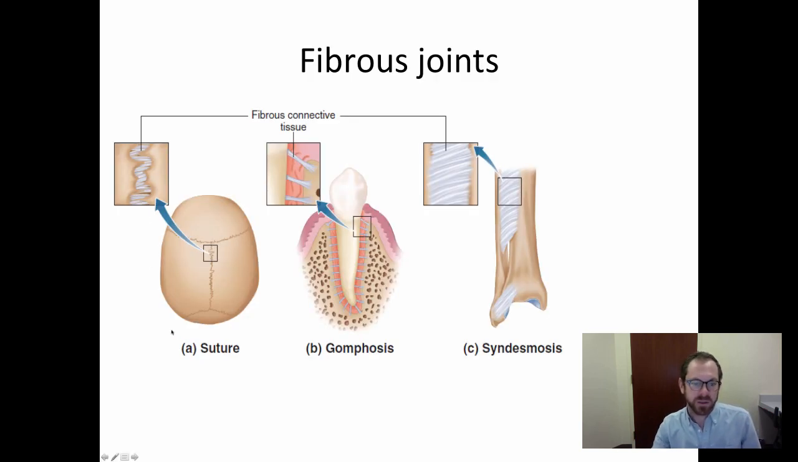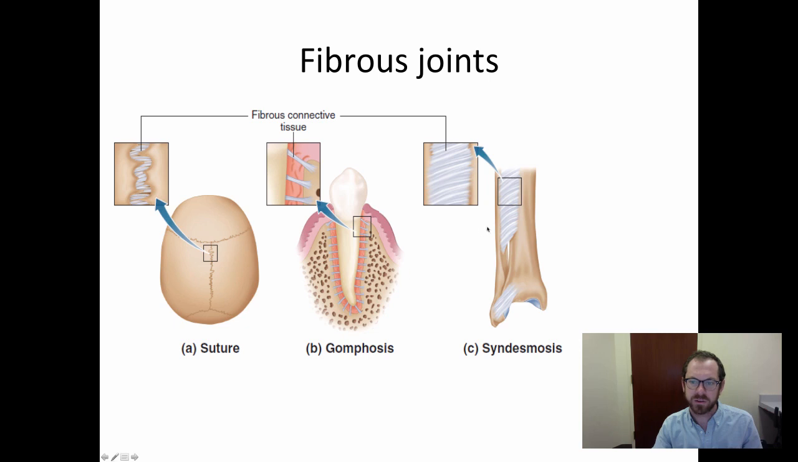Fibrous joints, we've got three subtypes. Sutures, those are going to be found at our skull. Gomphosis, this is going to be found at our teeth. We have these ligaments extending out from our maxilla and our mandible, called periodontal ligaments. And this allows for some movement of your teeth when you're chewing, and that helps to grind that food down.